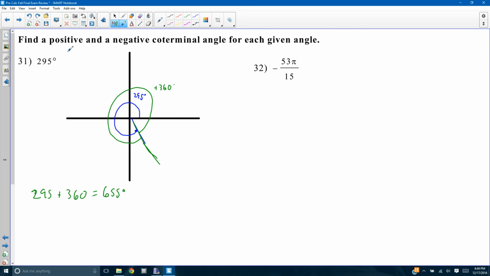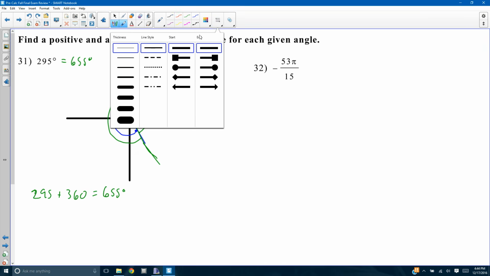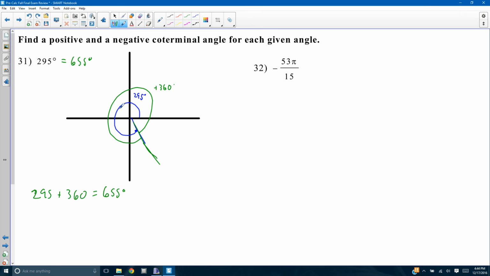655 degrees is a coterminal angle for this angle that we're referring to. That's a positive coterminal angle. A negative coterminal angle, you could consider, going backwards, right? If I went counterclockwise this way to get to 295, I could have also gone backwards this amount. How far away is 295 from 360, I guess is the question you're asking.